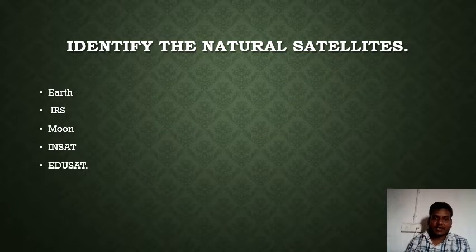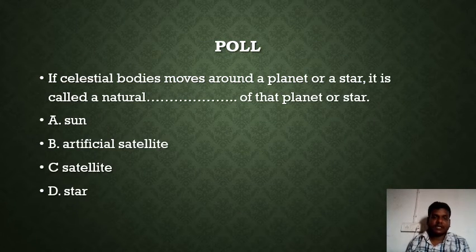Identify the natural satellite, and write your answer in the chat box. Here is a poll question for you. If celestial bodies move around a planet or star, it is called the natural satellite of the planet or star. Write your answer in the chat box. All students, write your answer in the chat box.